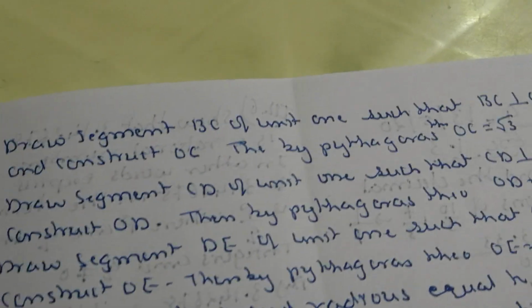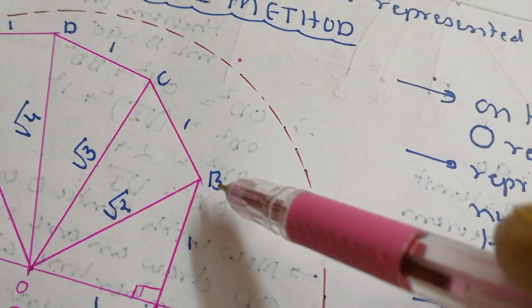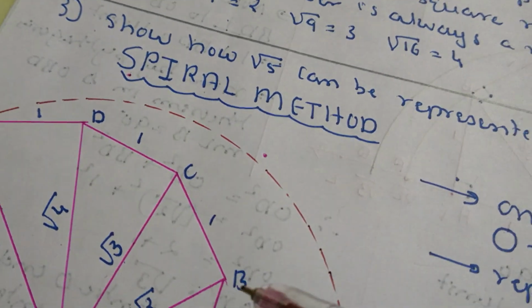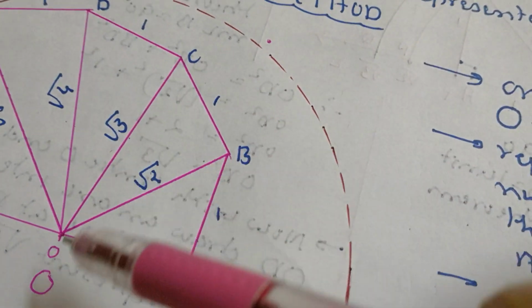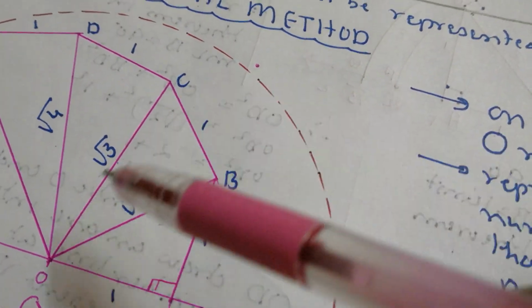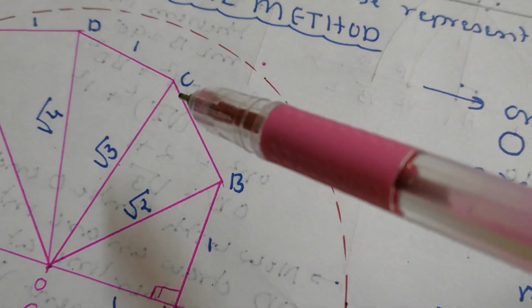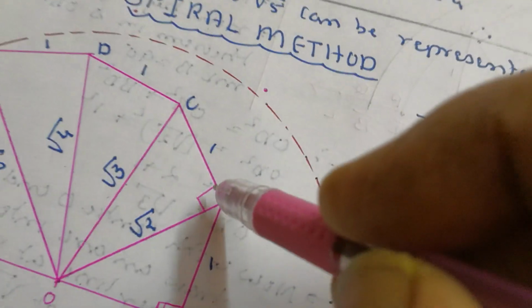Now similarly, remember it well and understand it well. Draw a segment BC of unit 1. So now from here I am going to take 90 degrees. I have made a point using a protractor over here, and I have taken BC equal to 1 unit, and then I have joined OC. So in triangle OBC, measure angle B is equal to 90 degrees and OC is the hypotenuse.